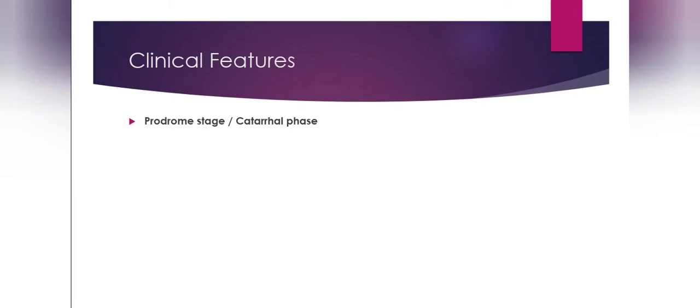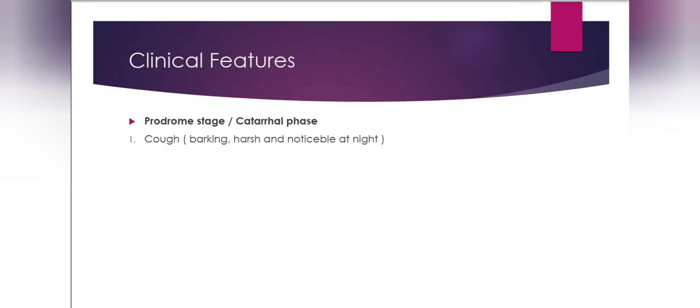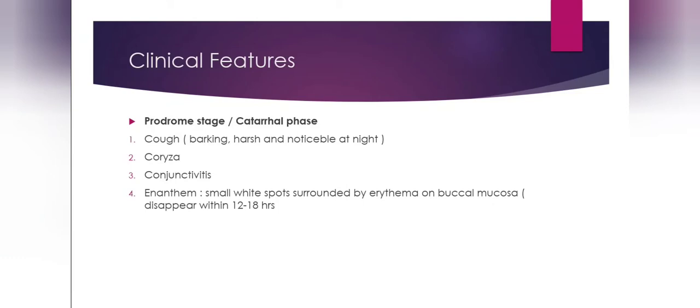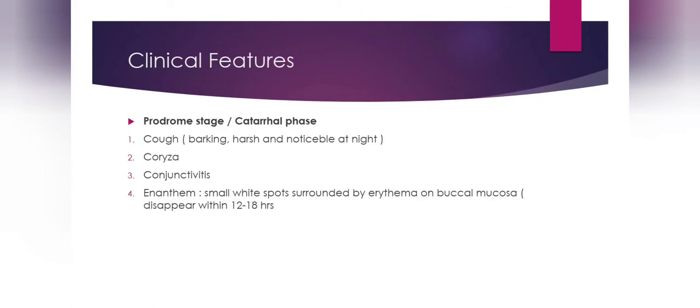The first stage is the prodromal stage, catarrhal phase. In the prodromal stage, there is cough which is barking, harsh and noticeable at night. There is coryza, running nose, and conjunctivitis, also called sticky eyes, red eyes. And fourth is enanthem, which is basically a rash on mucous membranes. When these rashes convert into white spots surrounded by erythema on buccal mucosa, these are called Koplik spots, and these occur adjacent to the lower molar teeth, and these disappear within 12 to 18 hours.